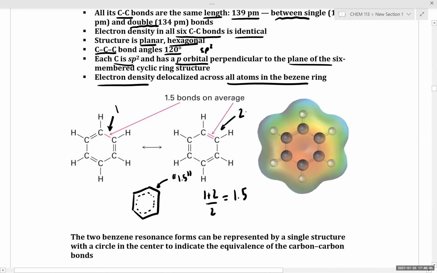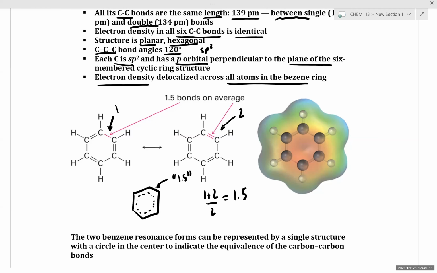The actual structure that you see, which is your resonance hybrid, will be a weighted average of all of these resonance structures. And if we average out our bond order, we get an average bond order of around 1.5. So this carbon-carbon bond in benzene is closest to that of a 1.5 bond. Does that make sense? Okay, yeah, it does.